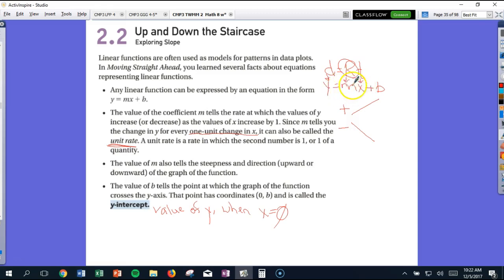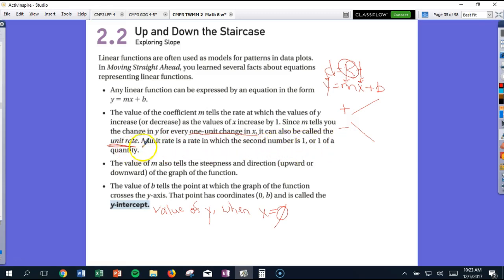Now remember, when slope is positive, the line is going to be going upwards. When slope is negative, then our line is going to be going down from left to right. Now, I didn't want to read this to you. The value of the coefficient m tells the rate at which the values of y increase or decrease as the values of x increase by 1. So every time x changes by 1, that's going to be our rate. It's going to be our unit change. Since m tells you the change in y for every 1 unit change in x, it can also be called the unit rate. Remember, we talked about that all the time in Moving Straight Ahead. A unit rate is a rate in which the second number is 1 or 1 of a quantity.